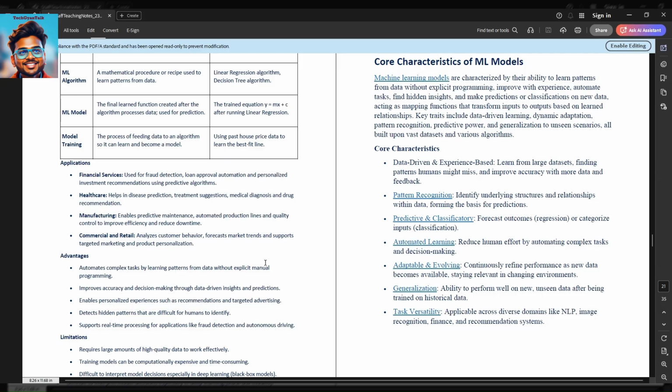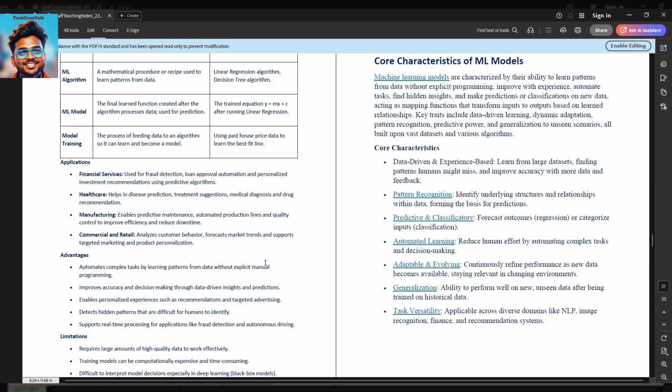And automated learning reduces human effort by automating complex tasks and decision making. Adaptable and evolving: continuously refine performance as new data becomes available, staying relevant in changing environments. Generalization: ability to perform well on new, unseen data after being trained on historical data. Task versatility: applicable across diverse domains like NLP, image recognition, finance, and recommendation systems.